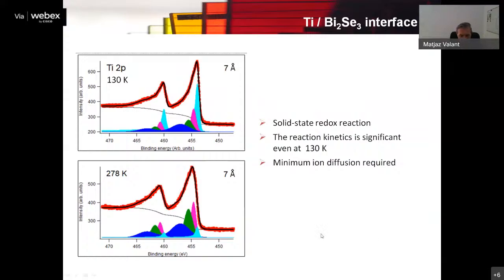But I got even more surprises here. Remember, all that before was happening at room temperature. Then we did deposition at a cryogenic temperature, 130 K. And even at that very low temperature, we saw traces of chemical interaction. Correct me if I'm wrong, but I've never seen a solid state reaction at such a low temperature, while you have clear signs of this chemical reaction in the case of the titanium bismuth selenide interface.